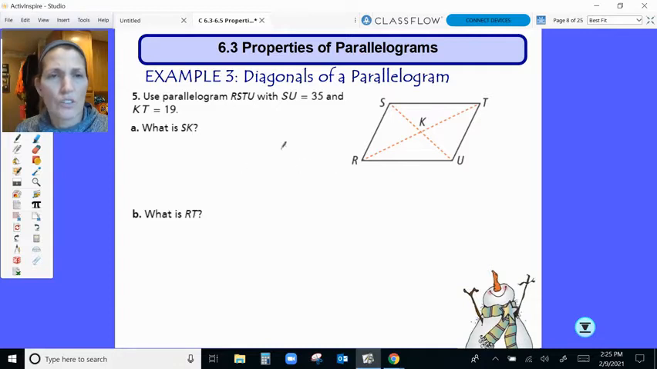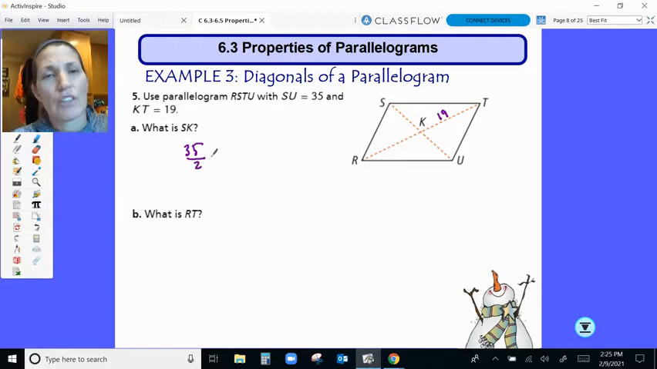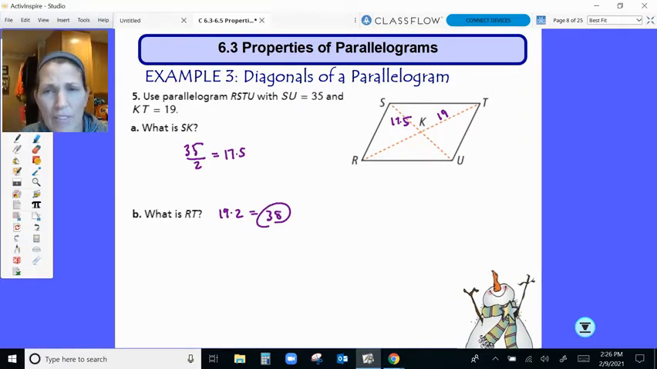Let's look at the diagonals. So use this parallelogram RSTU. SU is 35, so that's the whole length across here. And KT, just this little one right here, is 19. Okay, what is SK? So if the whole thing, SU, is 35, half of it will be half of 35. So 35 divided by 2 will be 17.5. So SK right here will just be 17.5. What is RT? So if half of this, KT, is 19, then the whole thing will be 19 times 2, which would be 38. And that will be the length of that diagonal because they cut each other in half. Okay?